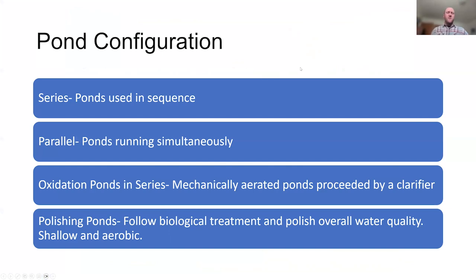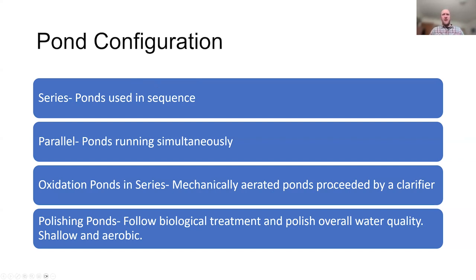Okay, and then I'm going to talk a little bit about pond configuration now. Depending on what kind of scenario you're in, these different configurations can be helpful. A lot of ponds are used in a series, so there's a sequence of different kinds of lagoons with different characteristics, one after another. They can be run in parallel, which is just water going equally into two different ponds, going through that process, and then flowing out or evaporating.